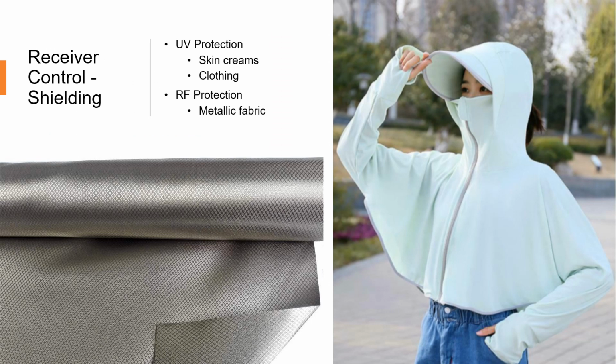You can also protect the receiver using various kinds of shielding. The shielding can be chemical, such as using sunscreen to protect from UV radiation, or you can use special clothing like this woman who is very shielded from UV radiation. For protection from radio frequency, you can use a special kind of metallic fabric, which is pictured here on the left.